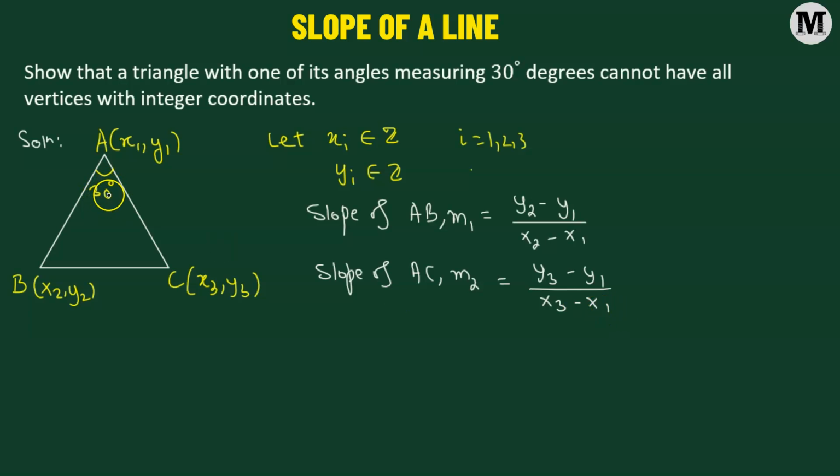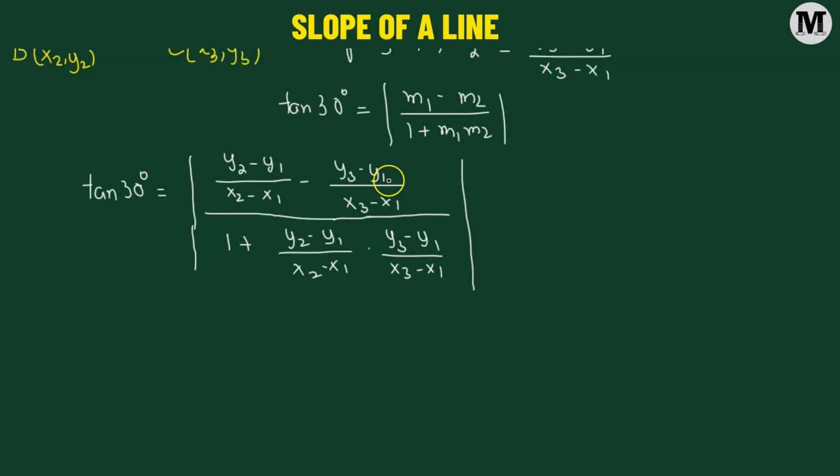Since it's given here that 30 degrees is the angle between sides AB and AC, we can define the tangent of 30 degrees in terms of the slopes as the absolute value of m1 minus m2 divided by 1 plus m1 times m2. Now we'll replace m1 with its value, which is y2 minus y1 over x2 minus x1, and substitute m2 with y3 minus y1 over x3 minus x1. Now we know the value of tangent of 30 degrees is 1 over square root of 3. So this will be equal to the absolute value.